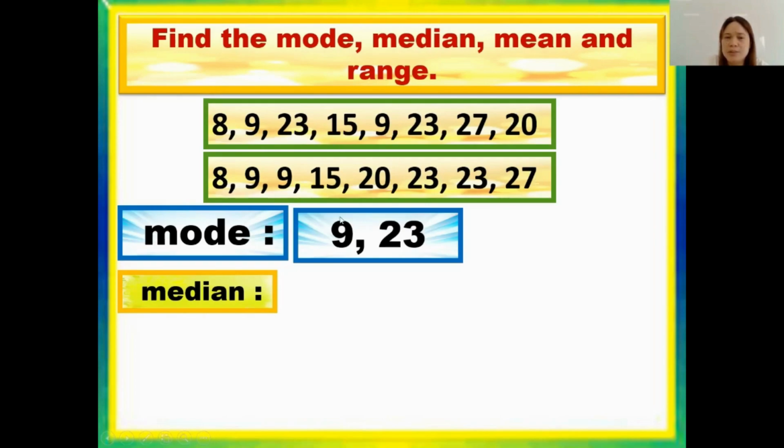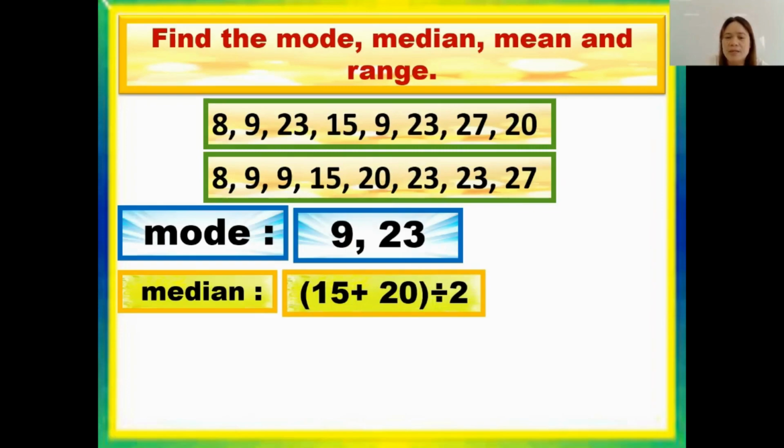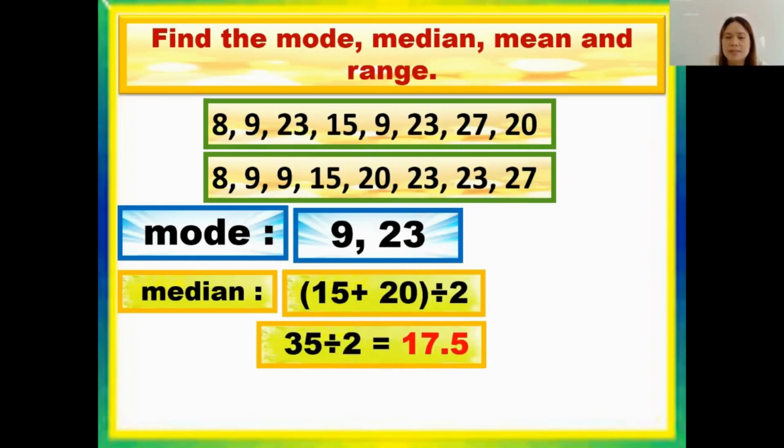So I have 2 middle numbers, which are 15 and 20. So I'm going to add 15 plus 20 and divide it by 2. That's 35. And half of 35, of course, is 17.5 or 17 and 1/2. Usually, we write the answer as decimals. So we are done with the mode. We are done with the median.